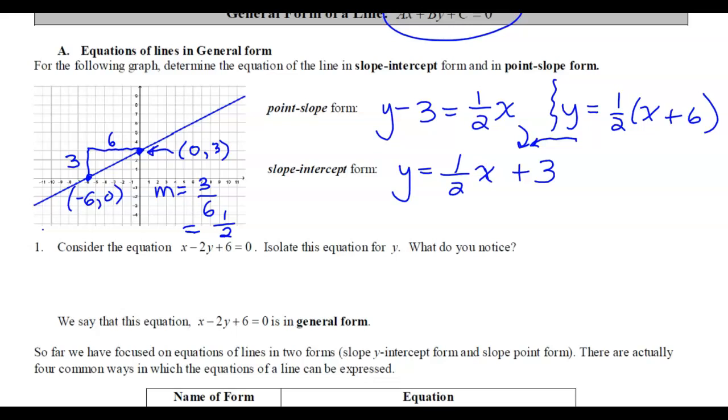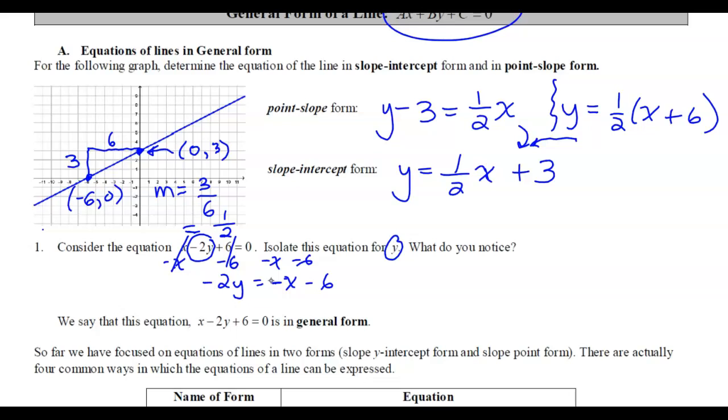Now take a look at question 1. It says consider that equation. That's in general form. All the terms are on one side. It says isolate for y. Isolate for y, solve for y, sometimes how we phrase that. So here is the y term. Get rid of the other terms by subtracting them from both sides. So that will go to 0, that will go to 0. So we'll have negative 2y equals negative x minus 6.